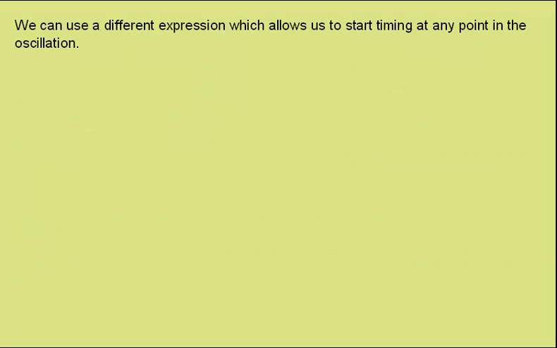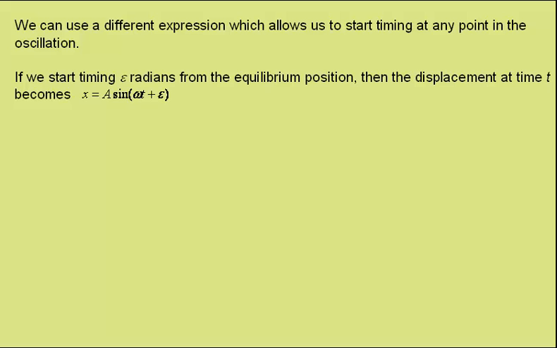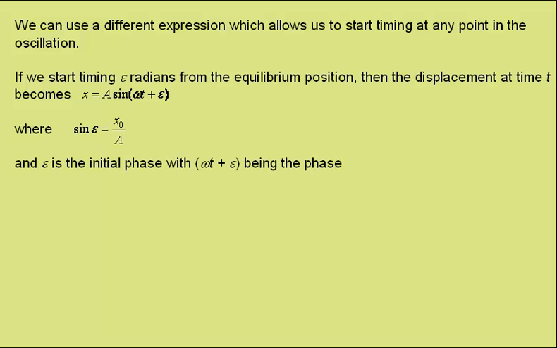We can use a different expression which allows us to start timing at any point in the oscillation. If we start timing at epsilon radians from the equilibrium position, then the displacement at time t becomes a sine omega t plus epsilon, where sine of epsilon is given by the start position x naught over the amplitude a, and epsilon is called the initial phase, with omega t plus epsilon being the phase.